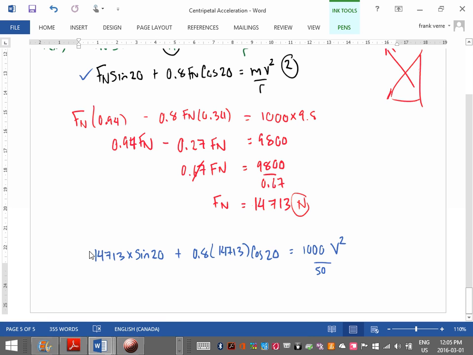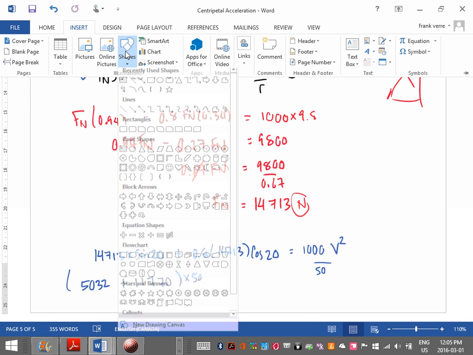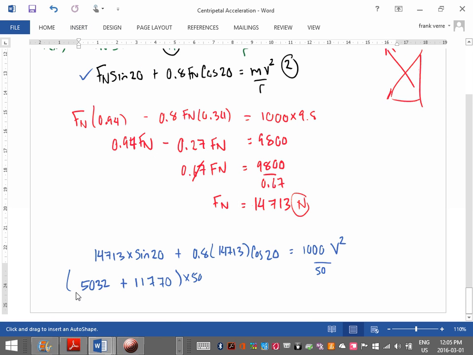Okay, so 5,032, just round it off. 5,032 plus, what's this? 11,770. Now, I'm going to get rid of the 50, so we're going to multiply everything by 50, and then we're going to divide it. Here we go.